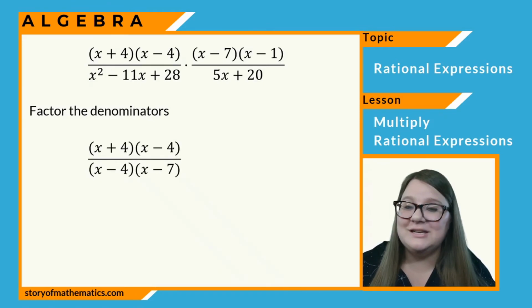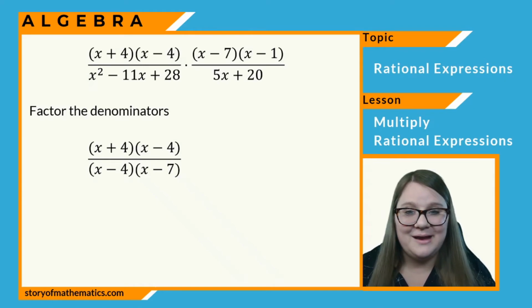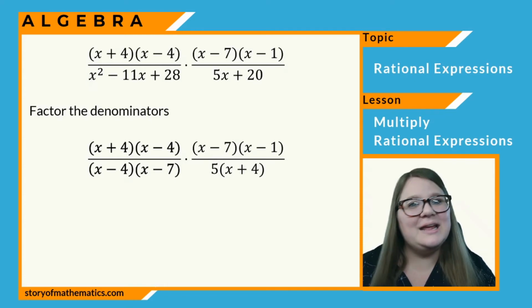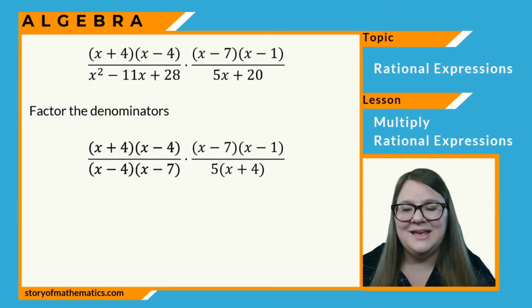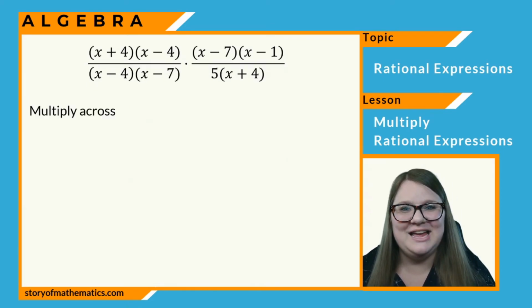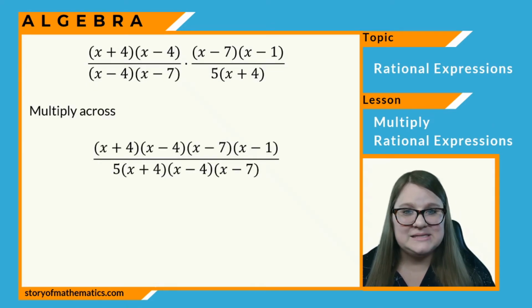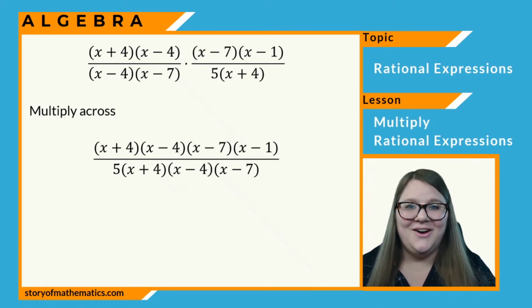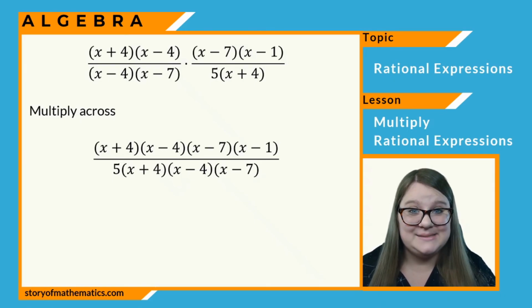For the second fraction, I can tell that I have a greatest common factor of 5, so I'll pull that out of each part of my denominator, and I get 5 times x plus 4. Now that this is completely factored, I will be able to multiply across. That's going to give me x plus 4 times x minus 4 times x minus 7 times x minus 1 all over 5 times x plus 4 times x minus 4 times x minus 7.